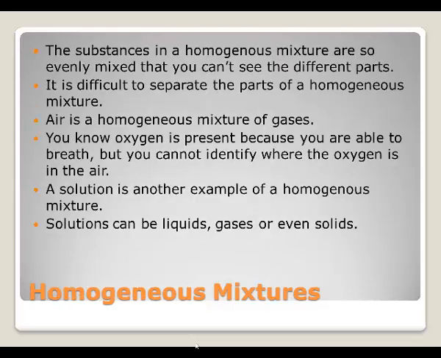A homogeneous mixture is a mixture where all of the materials are very evenly mixed. And in this case, it becomes very difficult to separate out the different parts of a homogeneous mixture. So air is a homogeneous mixture, and it's a mixture of quite a few different gases. We know that oxygen is present because we're breathing. We're going through respiration. Without oxygen, we would not be able to do that. So we know that it's present. But for us to actually go out and try to pull the oxygen out of the air, that would be impossible.